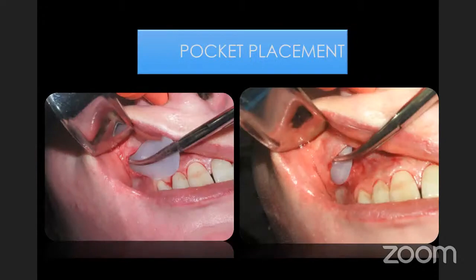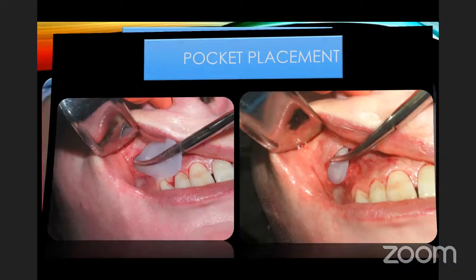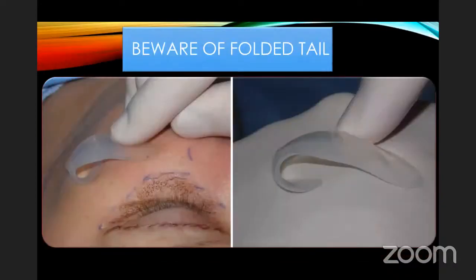And again, they slide in pretty easily. You want to make sure that you do not inadvertently fold the tail of the implant over on itself, because that's a problem. The implant won't sit right, won't look right. The patient will feel that. So you want to make sure that the tip of that implant is not bent over.